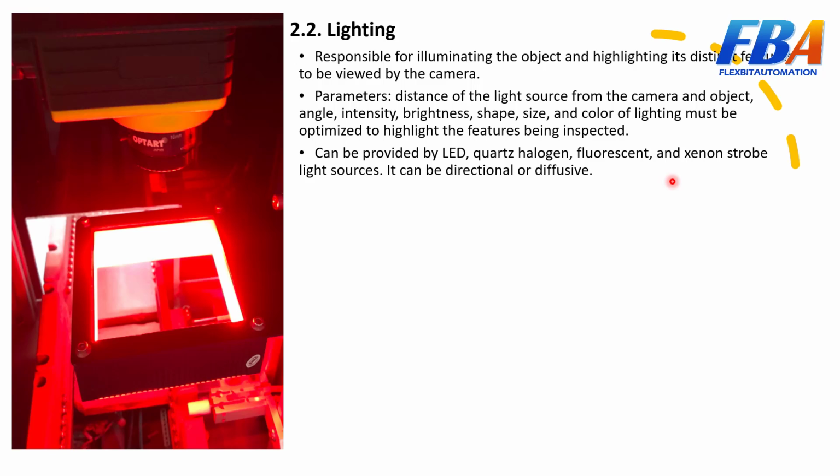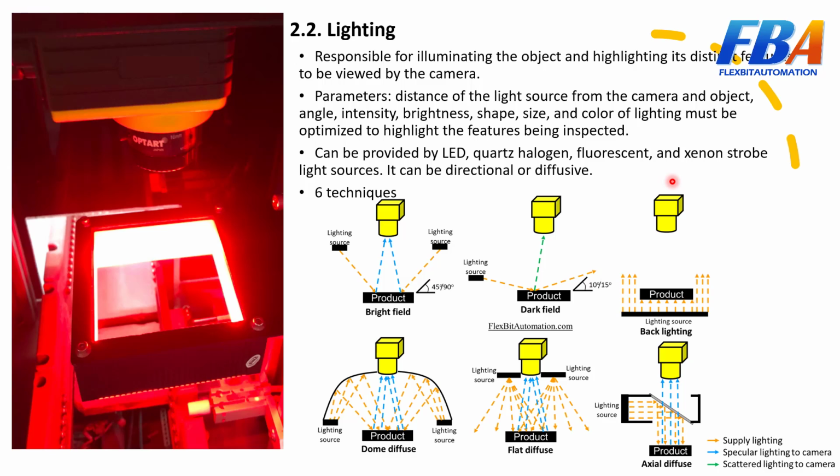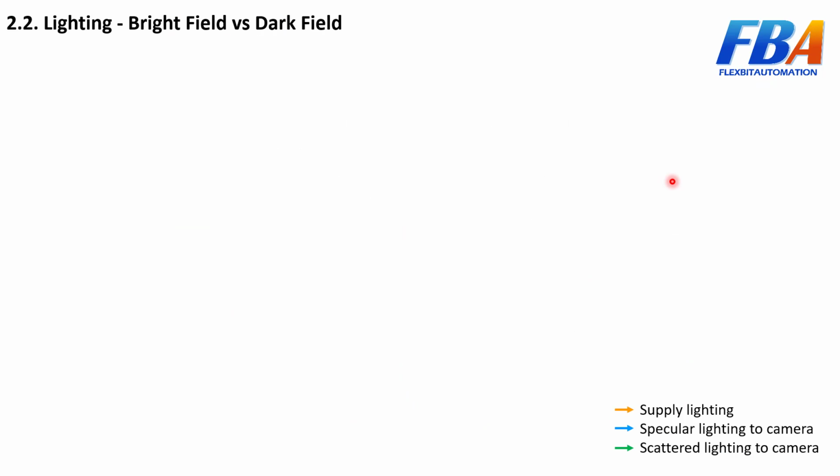And the lighting can be supplied by this type of light source. It can be directional or diffusive. Lighting techniques in machine vision systems are classified into 6 techniques as below. Okay, I will go into detail for each technique. The first one, bright field and dark field.